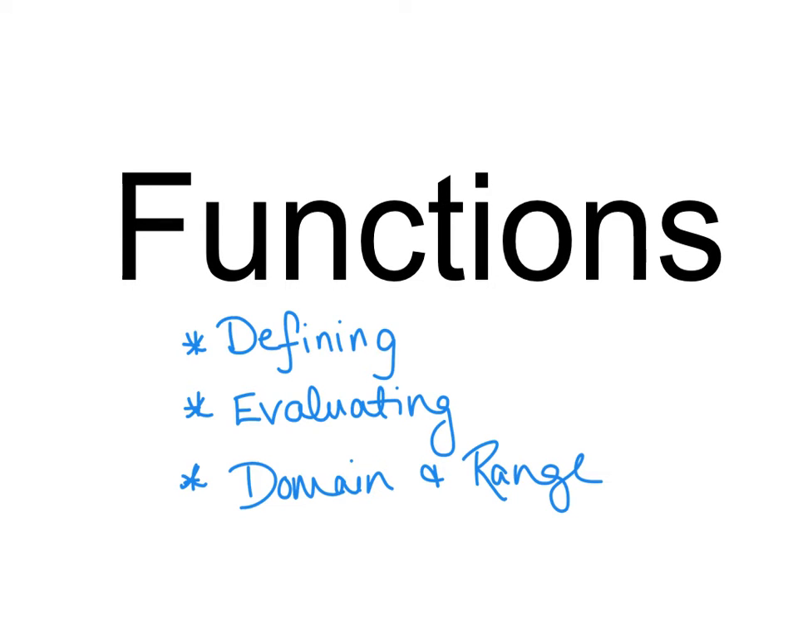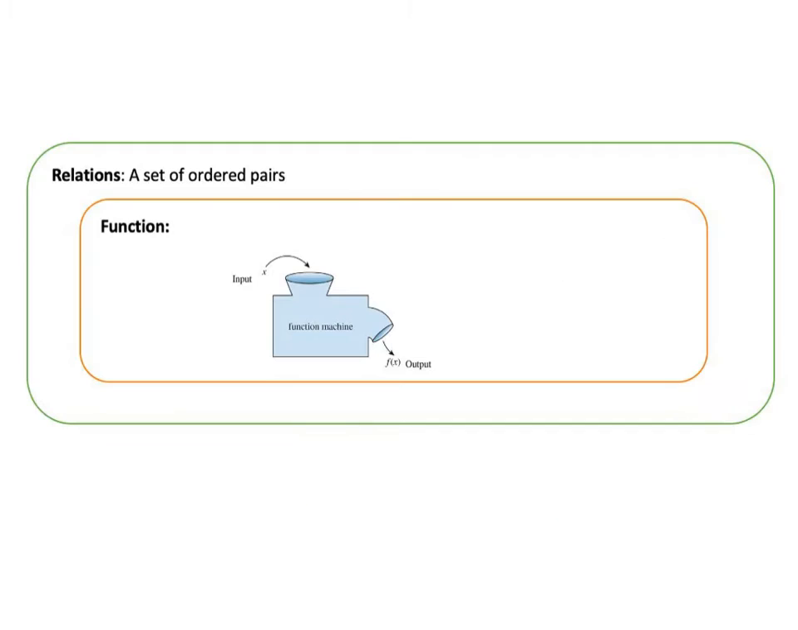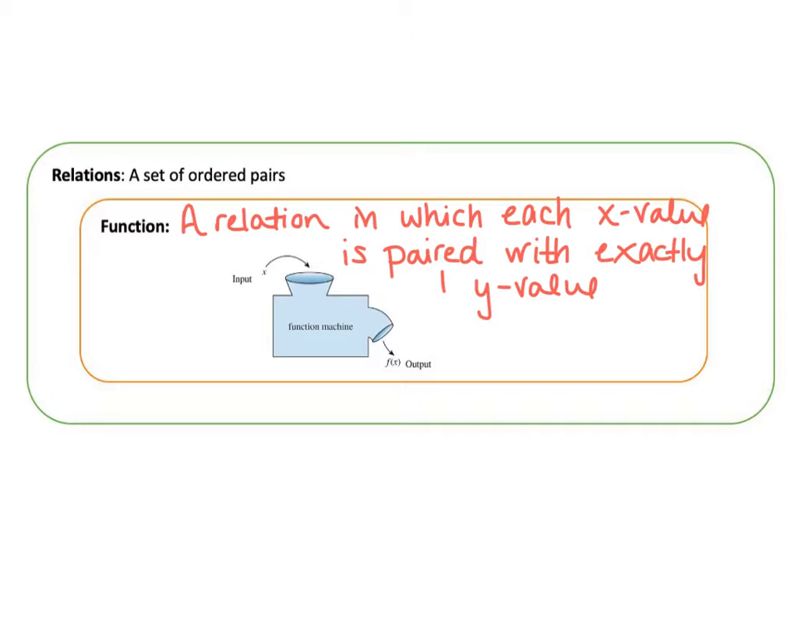In this lesson, we're going to review functions. So let's look at definitions. A function is a subset of relations. Relations are just sets of ordered pairs. Now a function is a relation in which each x value is paired with exactly one y value.